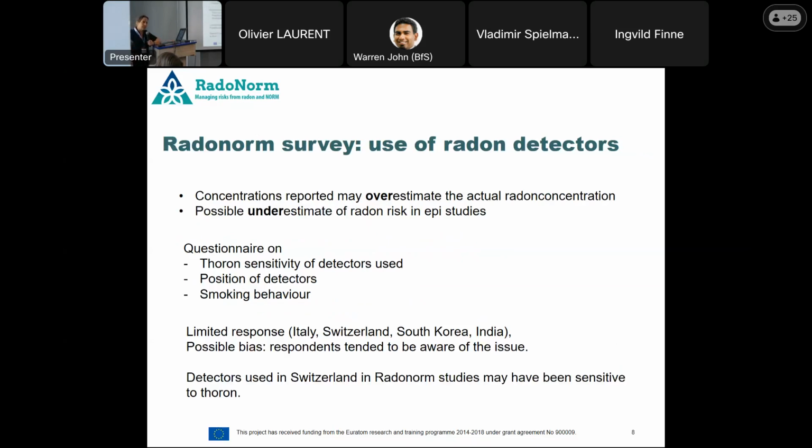To assess the effect of thoron on radon surveys and also epidemiological studies, we conducted a survey. The motivation for this was primarily that if concentrations are overestimated, because part of the reported concentration of radon is actually thoron, that might lead to an underestimate of radon risk in epi studies.